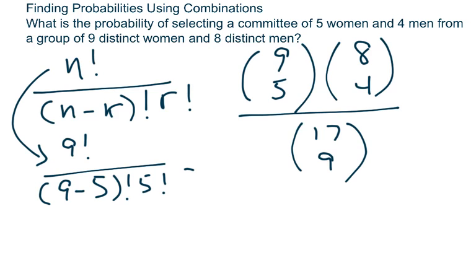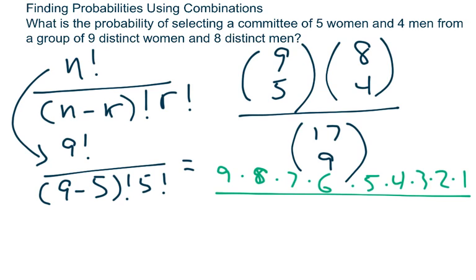Now, a factorial can be represented as follows. For 9 factorial, we could write that as 9 times 8 times 7 times 6 times 5 times 4 times 3 times 2 times 1. For 9 minus 5 factorial, that gives us 4 factorial, which can be written as 4 times 3 times 2 times 1. And then the 5 factorial, we would write as 5 times 4 times 3 times 2 times 1.